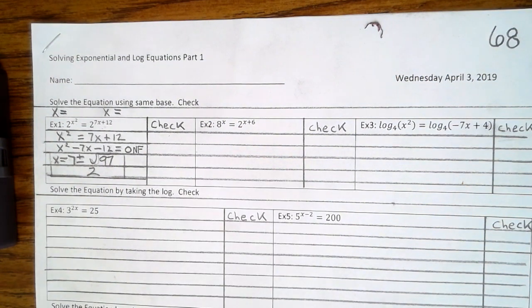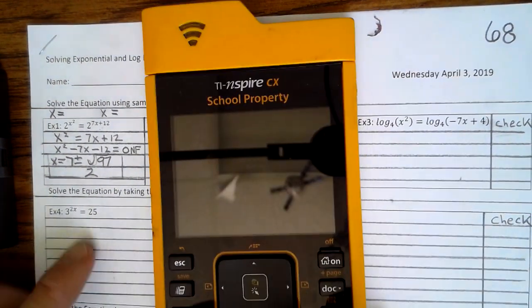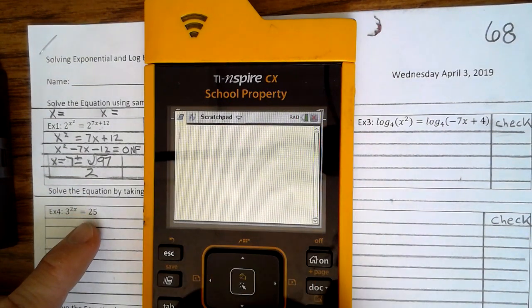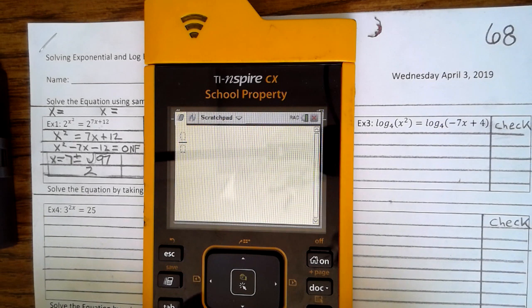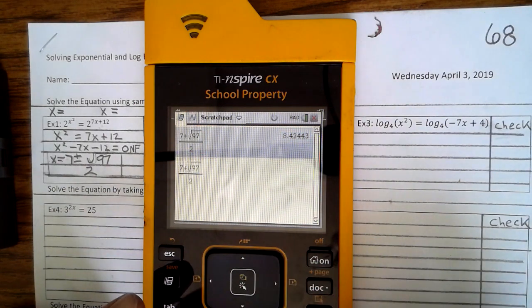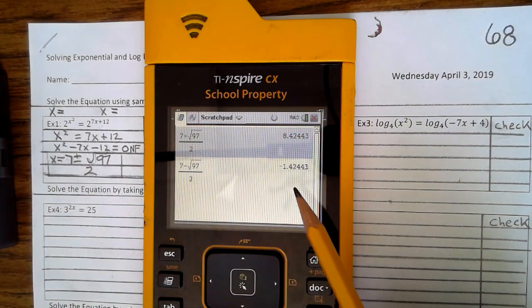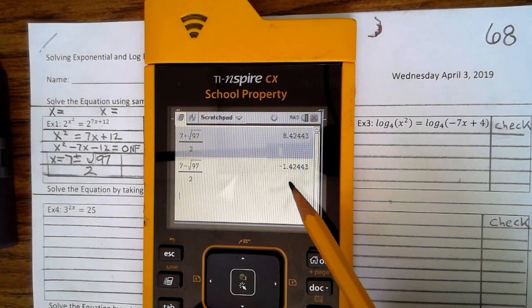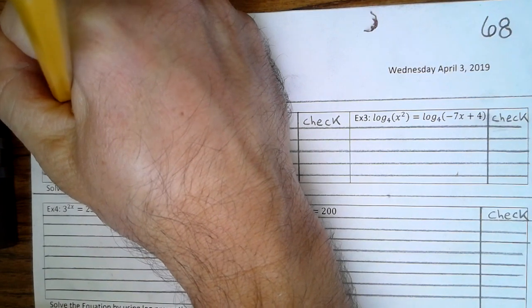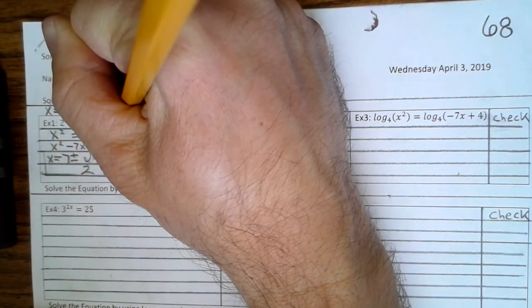Now, at this point, let's go ahead and find the x values as decimals. So control divide, 7 plus control square root of 97, divided by 2. Enter. Highlight, enter, change the plus to a minus. And so let's round to one decimal place. So we have 8.4 and negative 1.4. Now at this point we need to check.